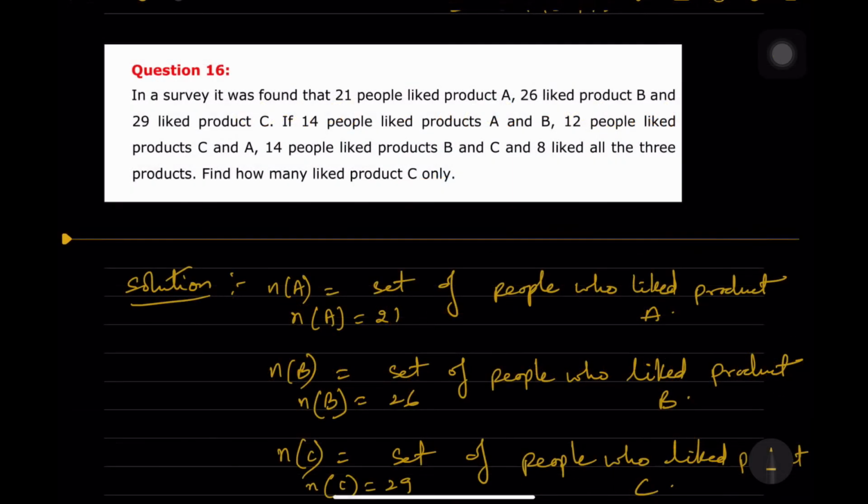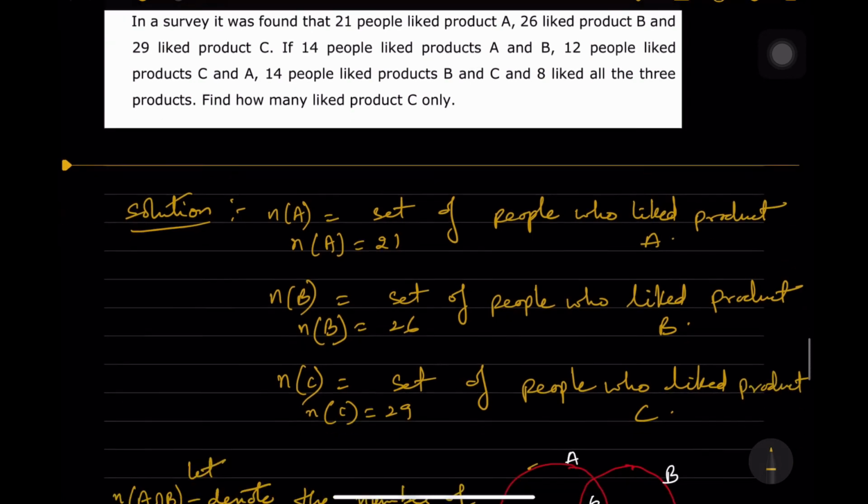Which is equal to 30. In a survey, it was found that 21 people liked product A, 26 people liked product B and 29 liked product C. If 14 people liked products A and B, 12 people liked products C and A, 14 people liked products B and C, and 8 liked all the 3 products, find how many liked product C only.